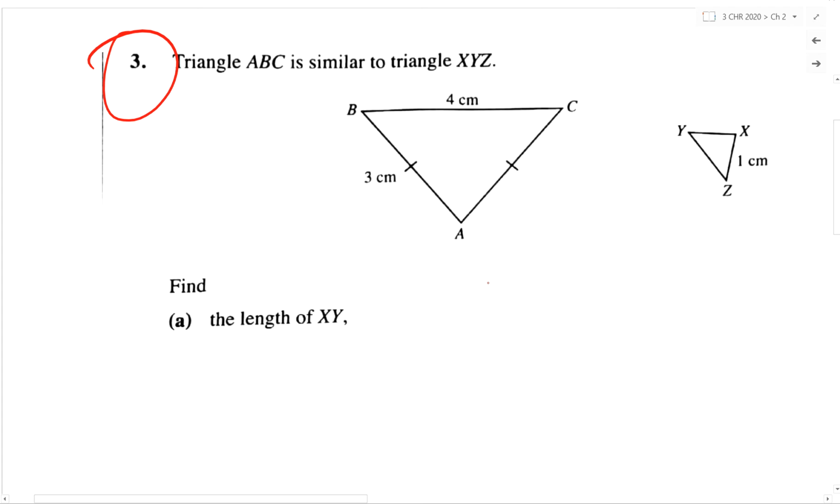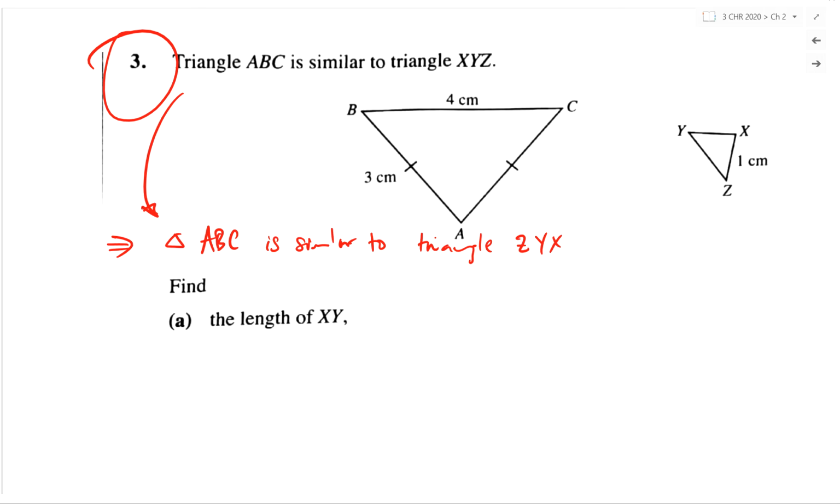So triangle ABC is similar to XYZ. Let's do a quick recap. Can I say that triangle ABC is similar to triangle ZYX? Do these two statements mean the same thing? It is a yes or no question. Anybody standing want to try? Okay, yes?